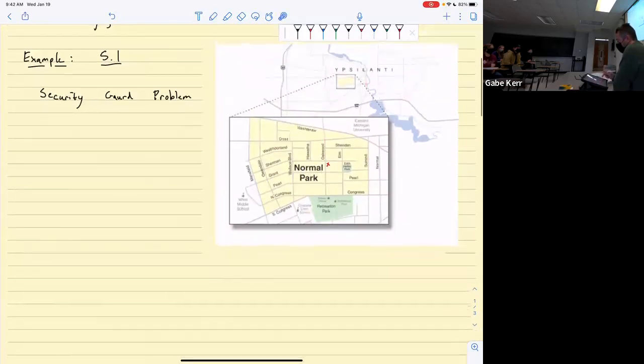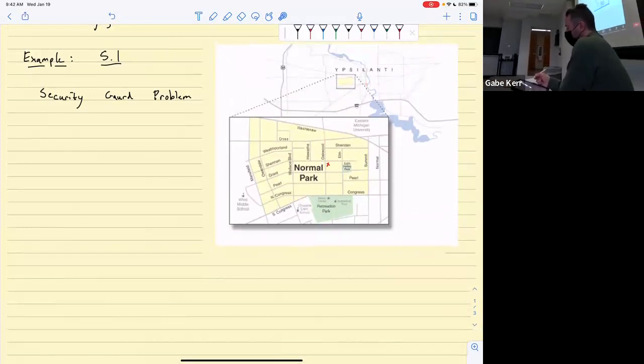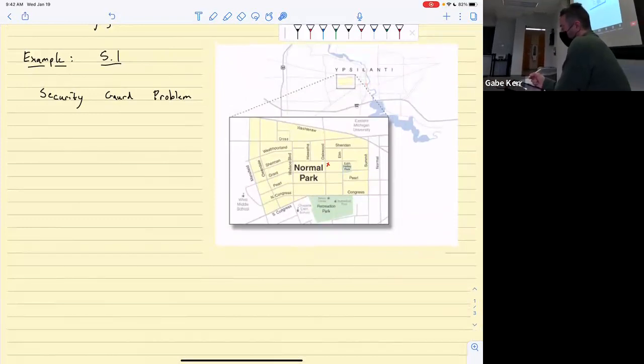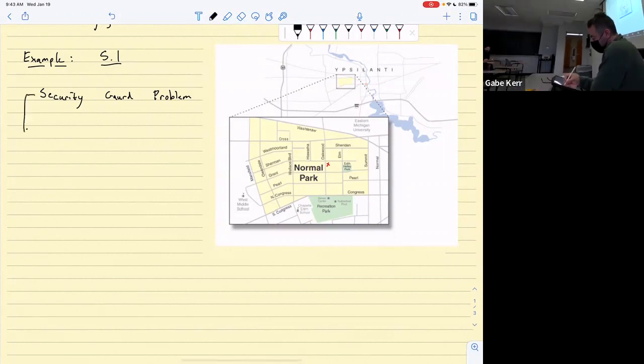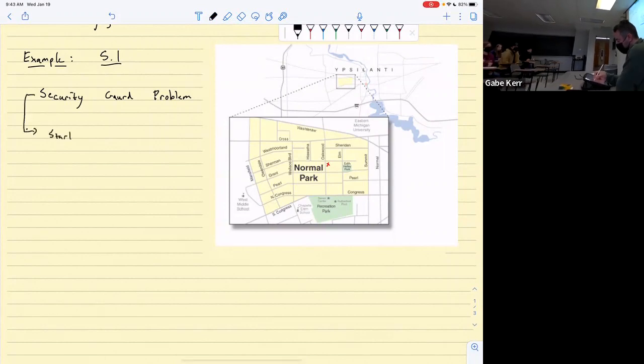And so what's the security problem? Here we've got some highlighted neighborhood of Normal Park. You're a security guard, and the X here marks your starting point. Your goal is to walk the streets. What you want to do is walk each block once. You just want to walk around. That's your goal. So I'm going to start at X.